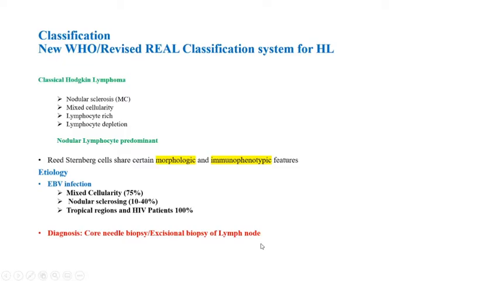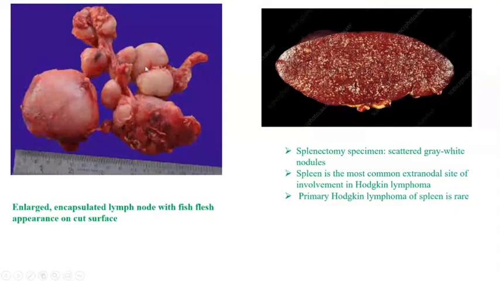So this is a gross picture. You can see these are the lymph nodes which have become enlarged, and they're matted also. This is one group of lymph nodes, and you can see this is encapsulated, and the cut surface is very characteristic. It will be white, firm, and it will show a fish-flesh appearance. So you should know this whenever the gross is shown to you.